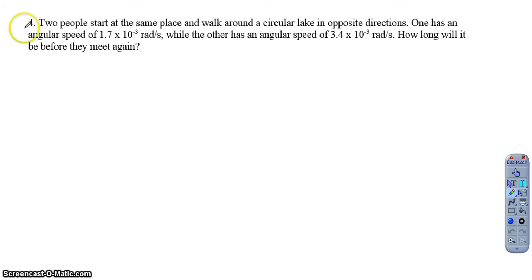This question is maybe one of the trickiest ones on our first homework assignment, though it seems simple enough in the context. Two people start at the same place and walk around a circular lake in opposite directions. They give us the angular speed for each individual. One has a speed of 1.7 times 10 to the negative third, the other has 3.4 times 10 to the negative third. How long will it take before they meet again? Okay, so for the approach to this problem, there are a couple of different ways you can go about it.